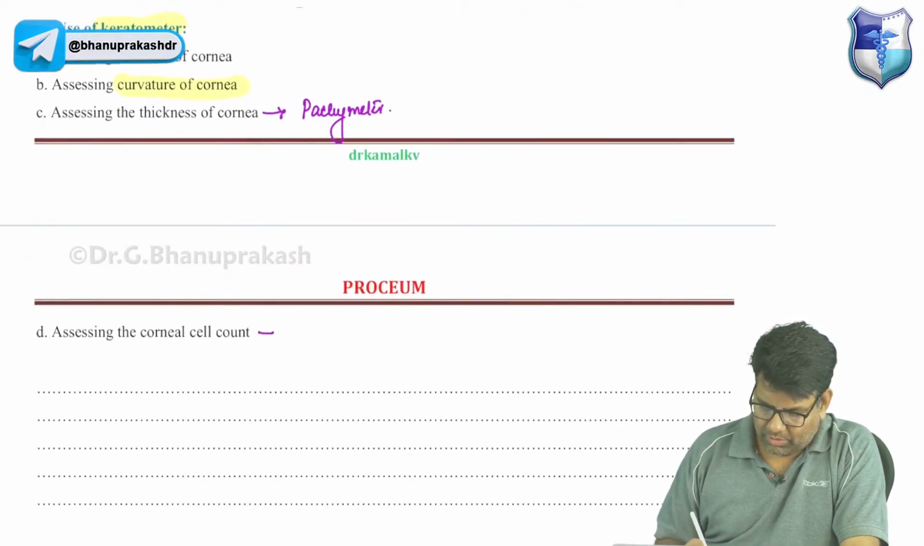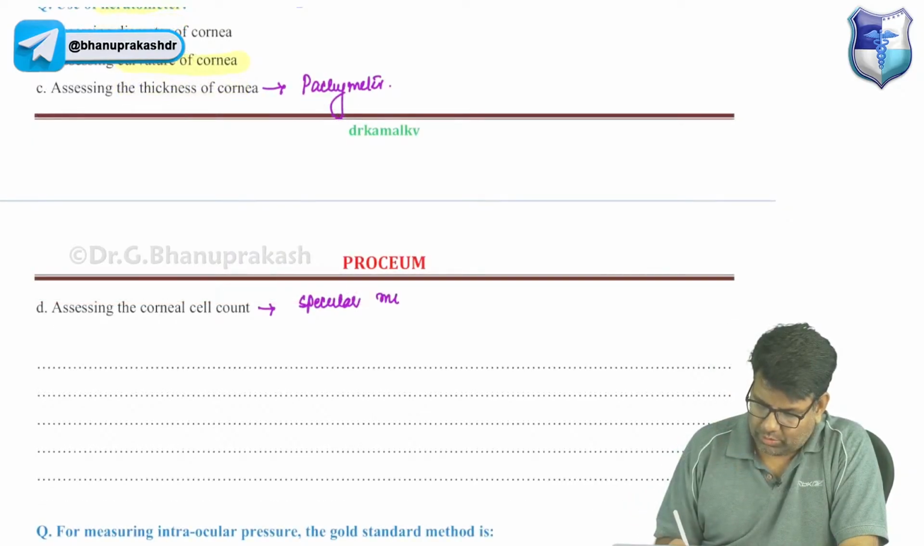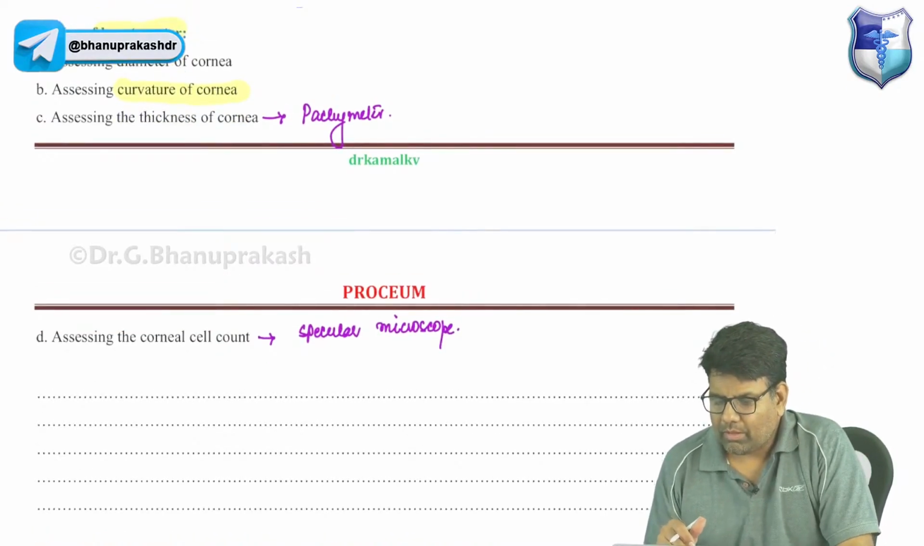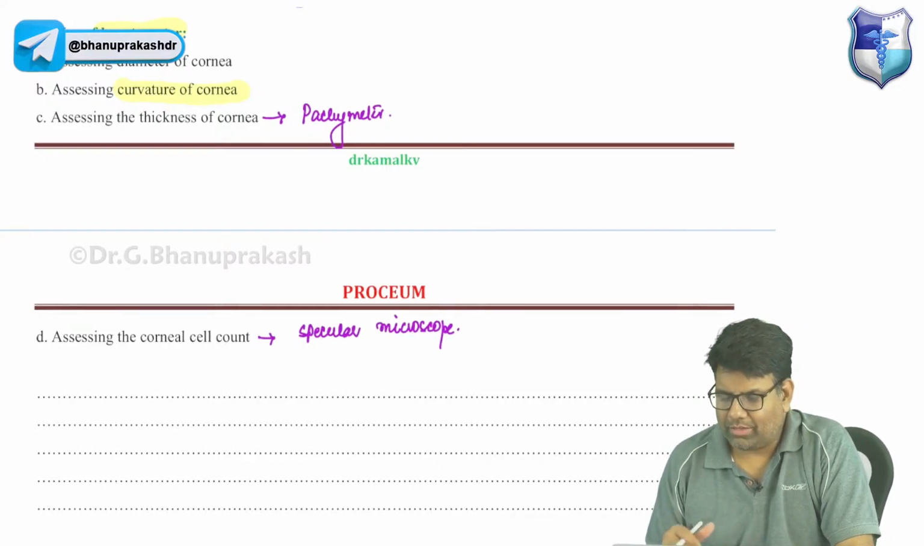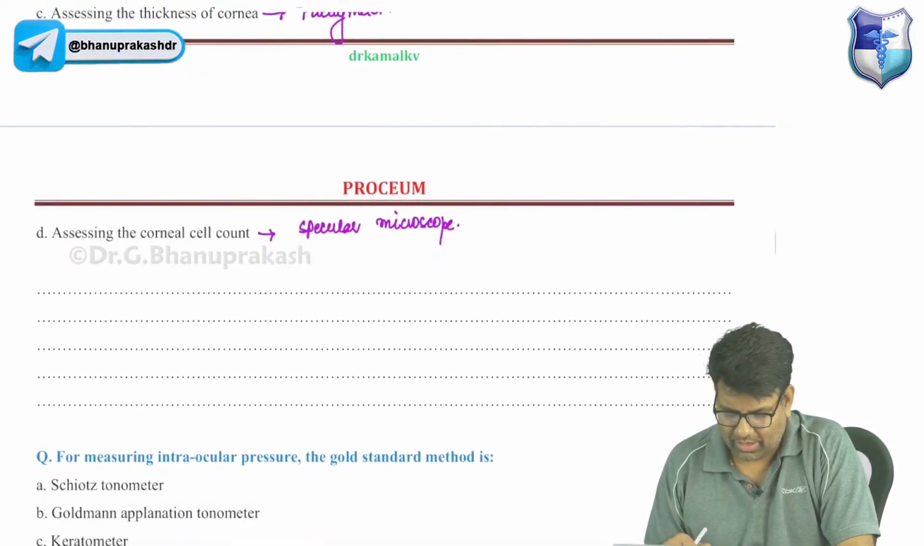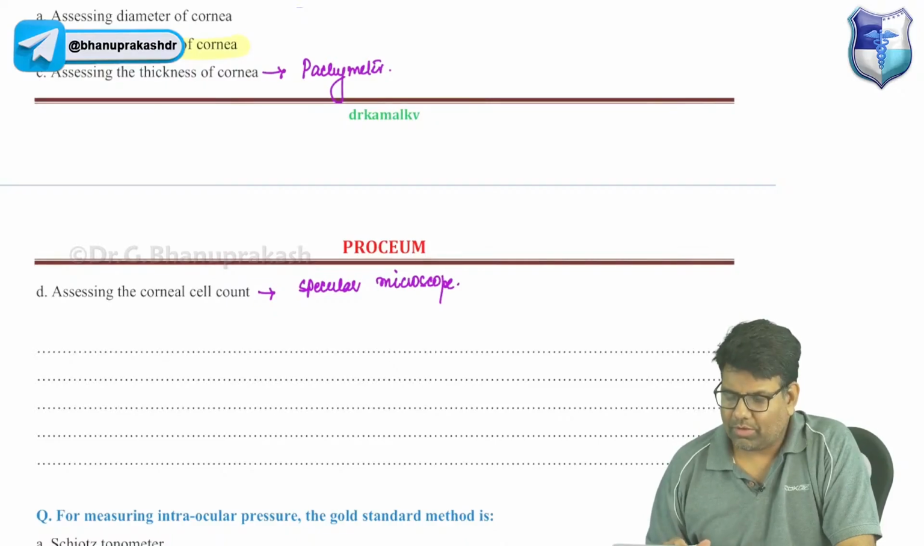And what about the measurement of corneal cell count? Anyone? This is specular microscope. So these are some instruments to evaluate cornea, either curvature, thickness, or the corneal cell count. Anyway, keratometer for curvature.